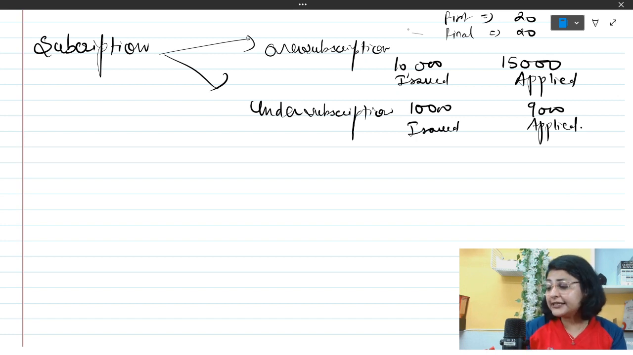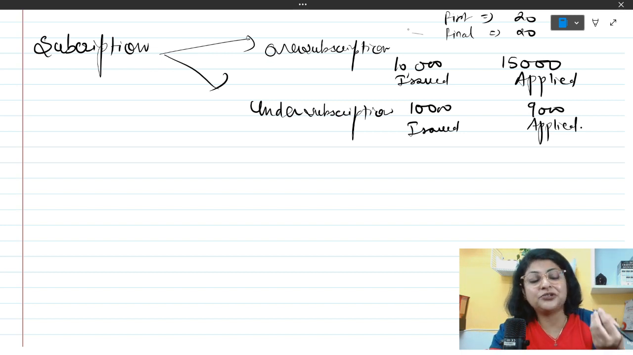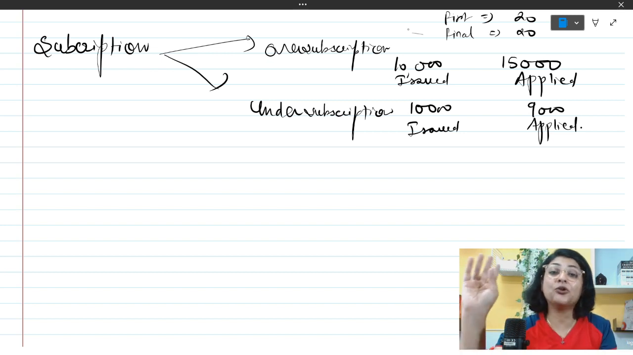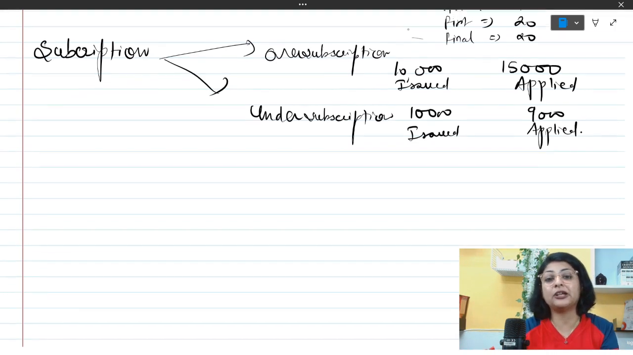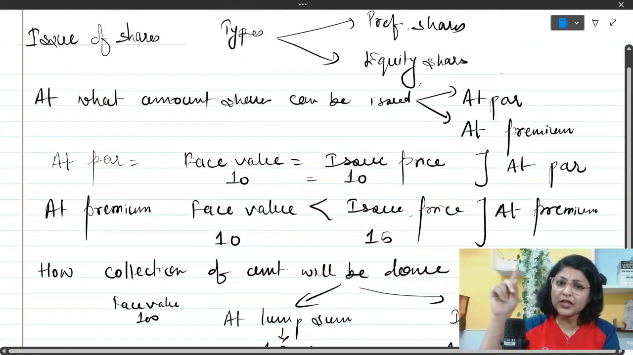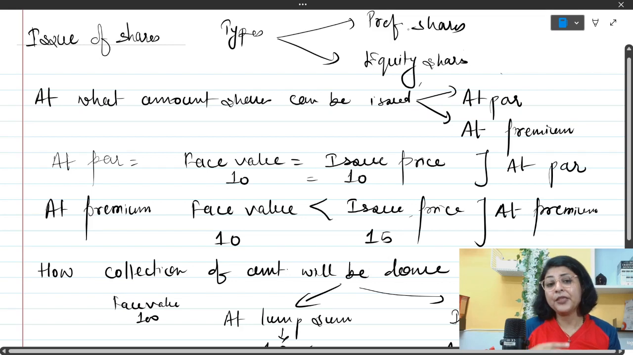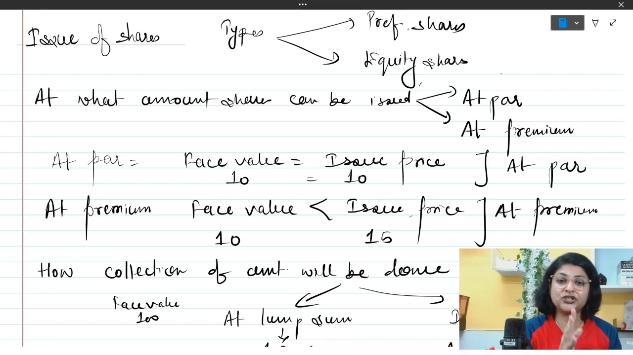Okay, so in case of under subscription, at least 90% of the subscription has to come from the public. So this is over subscription and under subscription, students. I hope you understood all these three concepts that I had taught you just now. Number one, we understood what shares are. These are the ownership in the company by the public. These are known as shares. Shares can be of two types, preference shares and equity shares.